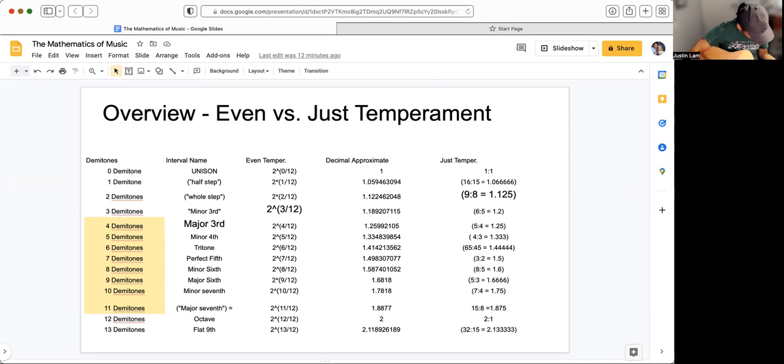If I were following an even temperament scale, as I progress the music, it would be increasing by orders of the 12th root of 2. And if I had used just temperament, there's a fixed set of whole number ratios that come close, and I have the decimal approximations printed out.